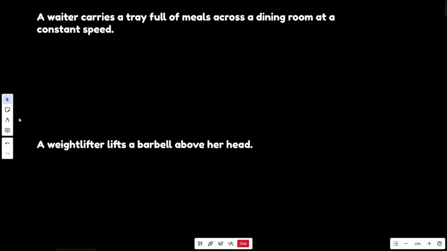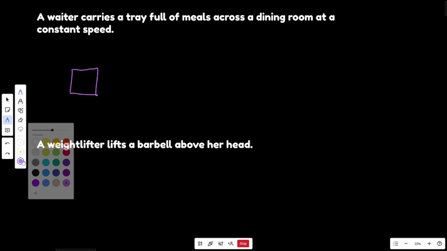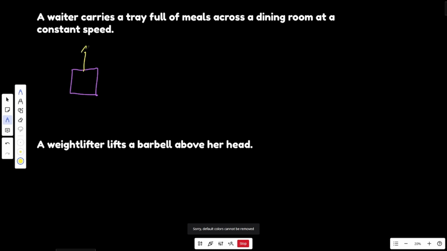So we can see that from the first one, a waiter is carrying a tray. So we know that the tray is the object, and he's carrying it, so the force is upward. Hold on, let's change our pen. We know that the force is going upward. And he's also going across a dining room at a constant speed. So the constant speed part is actually not really that important. It's just there for the free body diagram. So we'll disregard that for a bit.